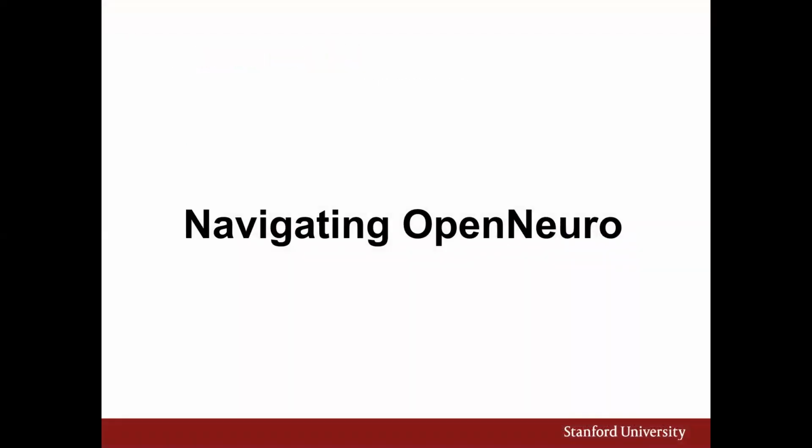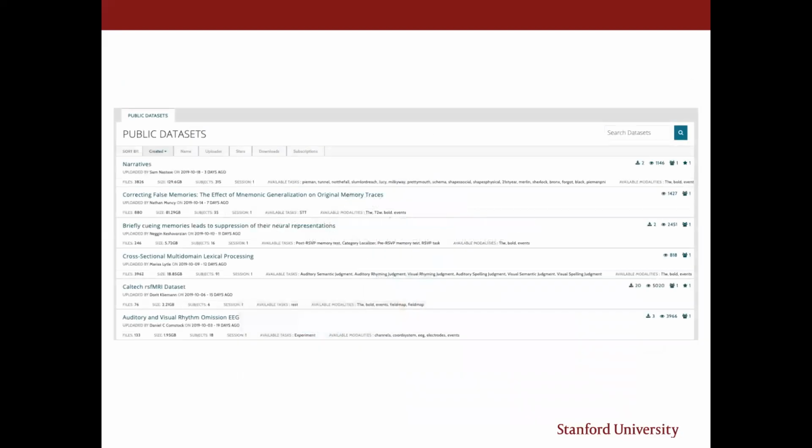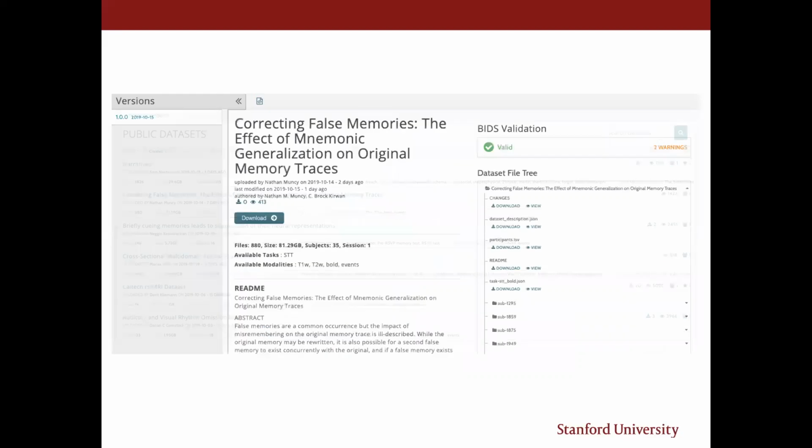So now how do we navigate OpenNeuro? So back on the OpenNeuro main page, we can browse all the public data sets by clicking browse all public data sets or by clicking public dashboard in the top bar. And again, this will take us to all the public data sets that are available on OpenNeuro, and we can click a data set here, so correcting false memories. And we see that this data set landing page is very similar to the one that we saw previously when you had uploaded an OpenNeuro data set.